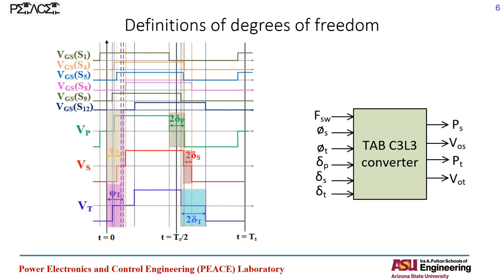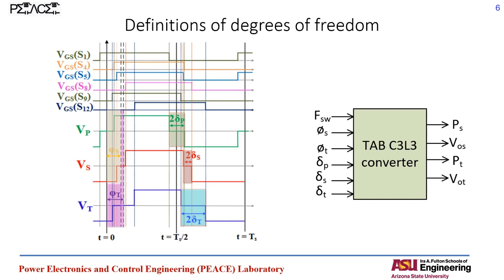Before going on to the model, it is imperative for us to understand what are the controls or degrees of freedom we have as a design or control engineer. In this case, we're able to control the switching frequency of all three active bridges. We're able to control the phase shift between the secondary side with respect to primary, called phi s, and the phase shift between the tertiary side with respect to primary, called phi t. And there is an internal phase shift between the half bridges of each full bridge, called delta p, delta s, and delta t, respectively for the primary, secondary, and tertiary sides.